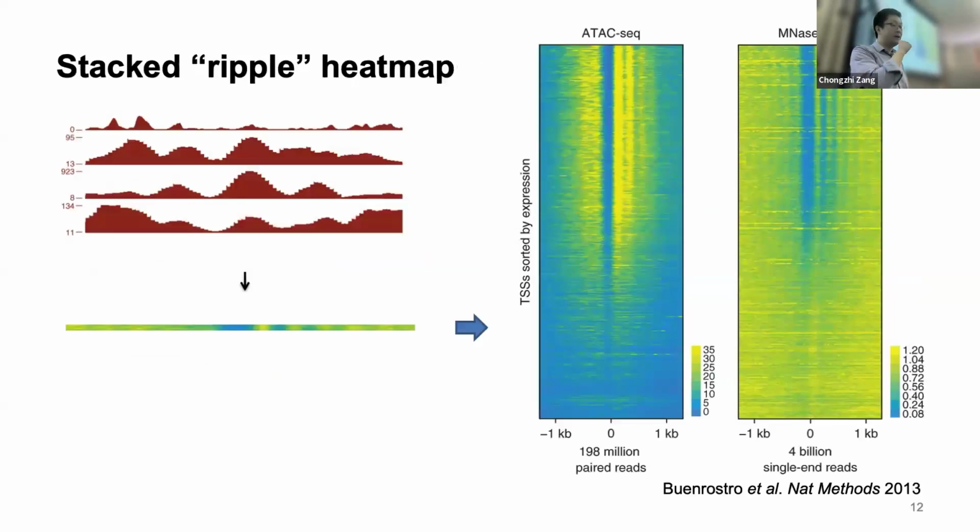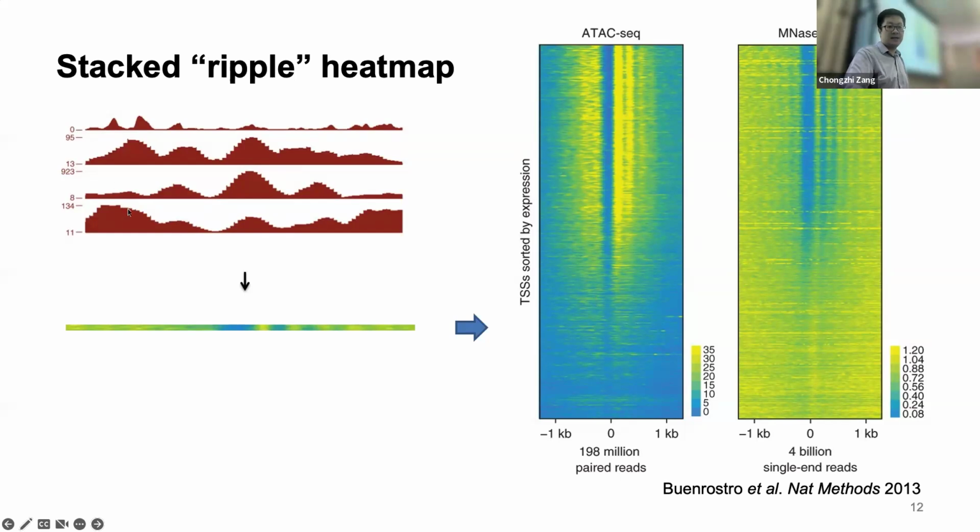So another way of visualizing this is to stack a lot of browser snapshots together to generate this kind of heat map, or it looks like a water ripple. When we see this type of heat map, what does it mean? The idea is to stack multiple, many different regions.